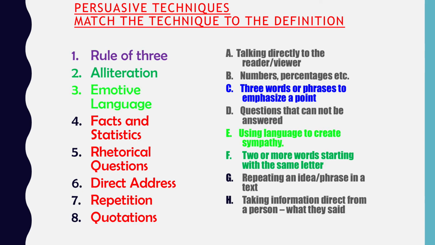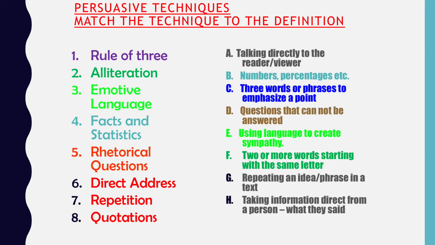In a very bright green, it's using language to create. Here it says sympathy, but it can also create maybe fear or love, feeling of happiness. Normally, it's to create a feeling of sympathy or guilt about something, so you will then spend your money on that thing. Okay, facts and statistics.